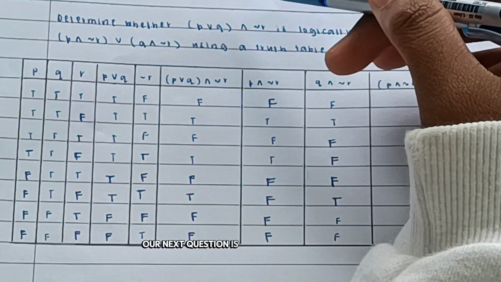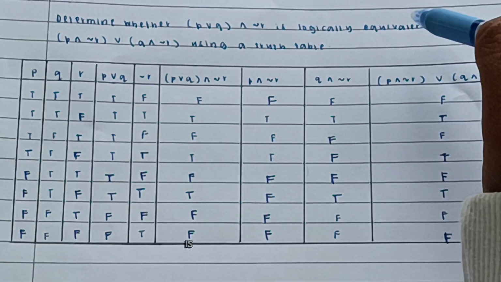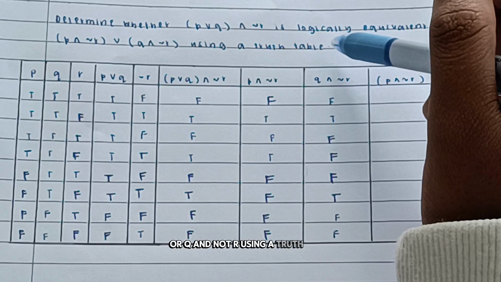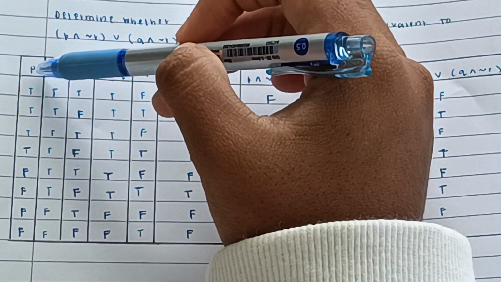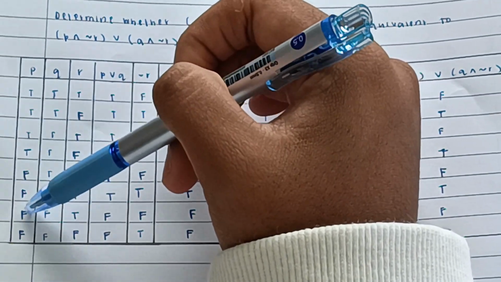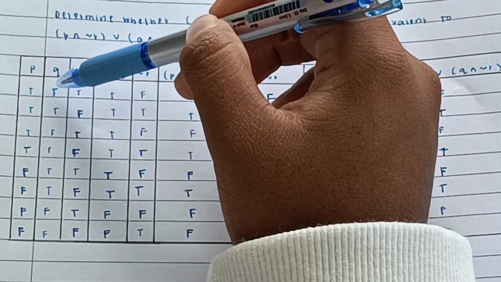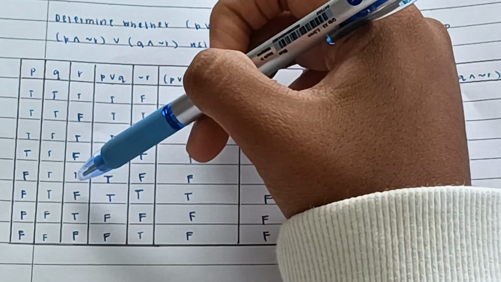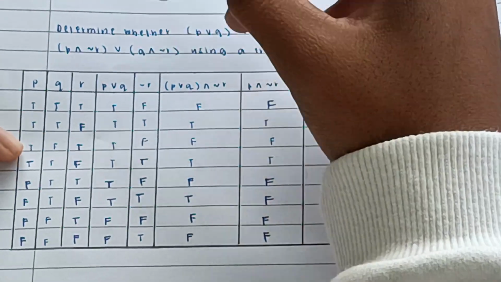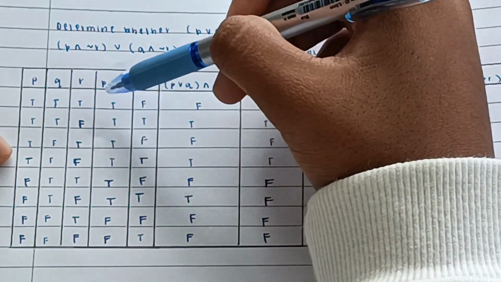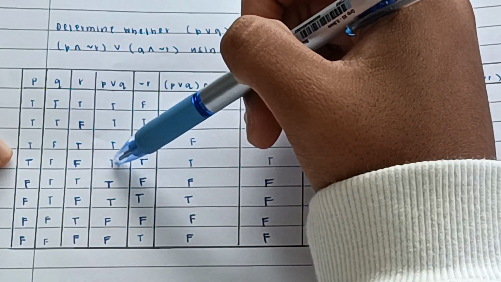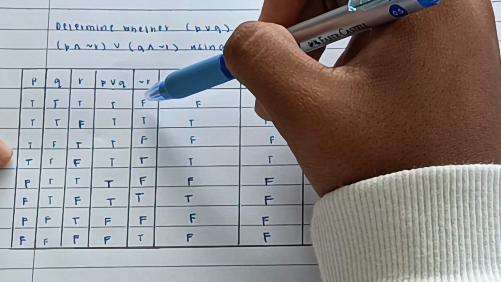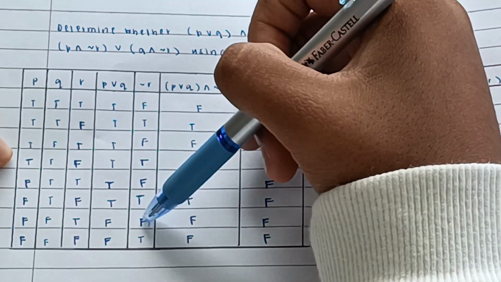So our next question is: determine whether (P or Q) and not R is logically equivalent to (P and not R) or (Q and not R) using a truth table. The truth value for P is true, true, true, true, false, false, false, false. For Q: true, true, false, false, true, true, false, false. For R: true, false, true, false, true, false, true, false. For P or Q: true, true, true, true, true, true, false, false.